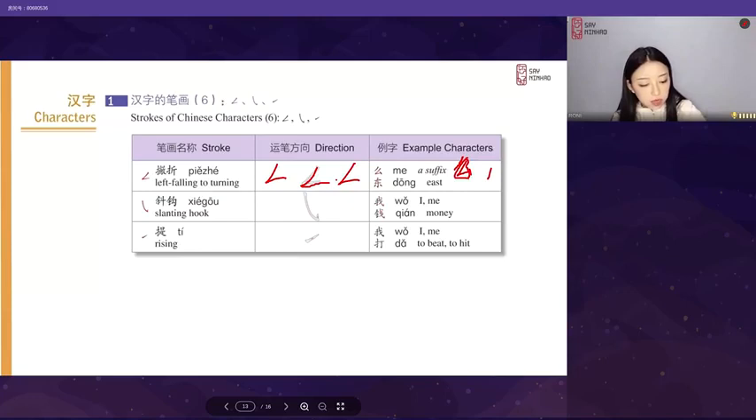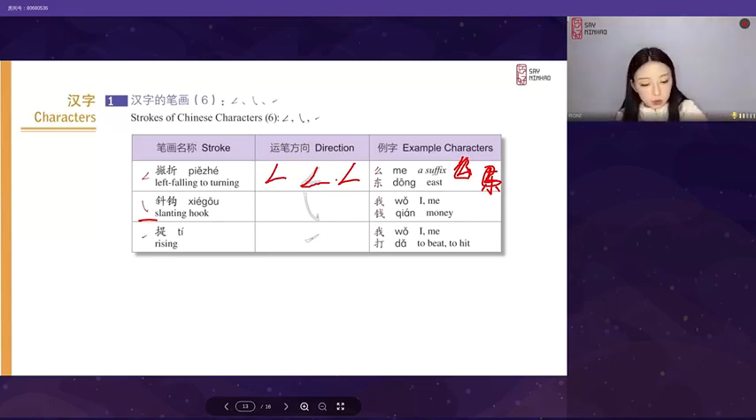And next one is 东, which means east. 东. It is written like this. And we can see this part is the left falling to turning, and then a vertical hook, and then two dots. This part is the left falling to turning. 撇折.